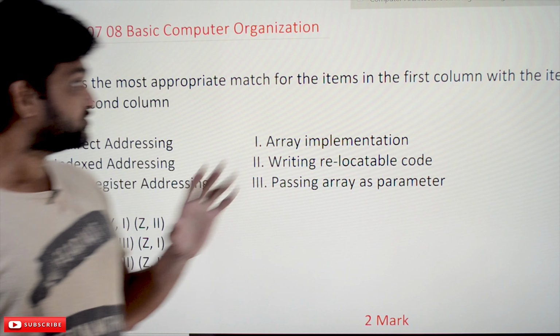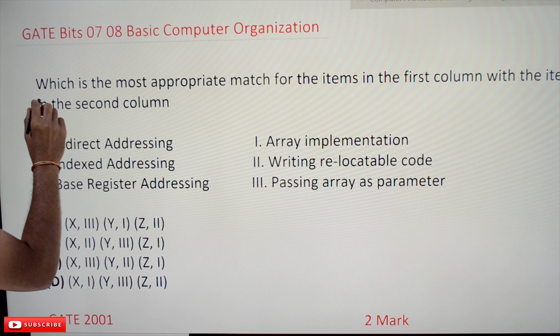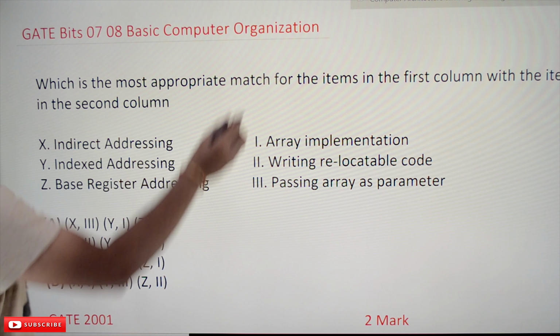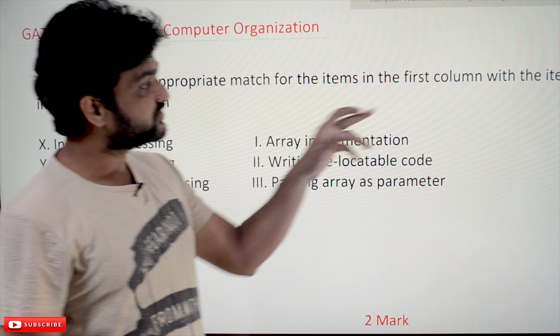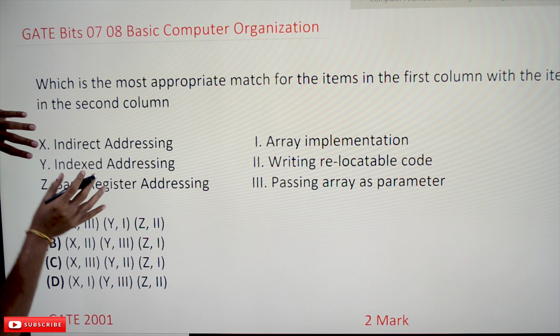Coming to this video, we are going to discuss this bit. The bit asks which is the most appropriate match for the items in the first column with the items in the second column. What can the appropriate matching values be?